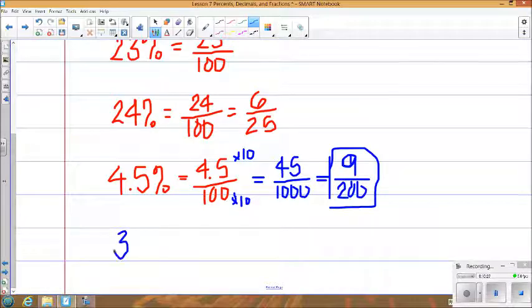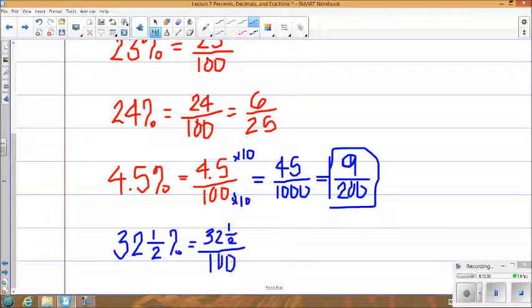What if I had 32.5%? Now, this is the same thing as saying 32.5 over 100. I want to show you what happens if you get a decimal that's not as nice as 0.5. So what I'm going to do is turn this mixed number into an improper fraction. If you remember how to do that, you multiply and then you add. So 2 times 32 gives me 64. Add 1, we get 65. And then you always keep what's on the bottom, which is a 2. And then all of this is going over 100.